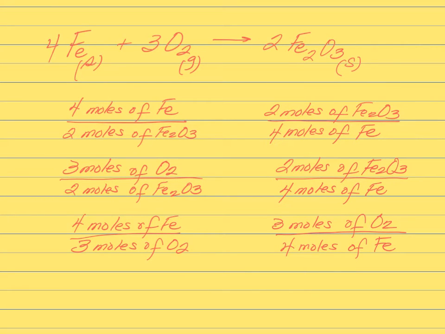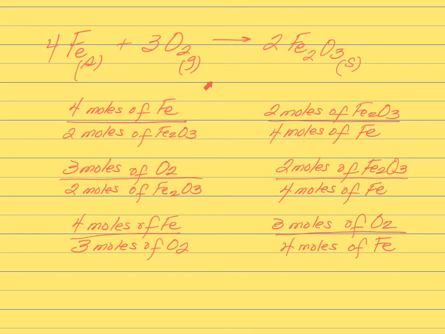So, writing mole ratios. Remember, first you need your balanced chemical equation. Once you have your balanced chemical equation, you can start writing ratios by using the coefficient of the substance in that chemical equation. I'm going to start over here. See? For every 4 moles of iron, how many moles of iron trioxide can be produced? 2. Okay? And that's my first conversion factor.